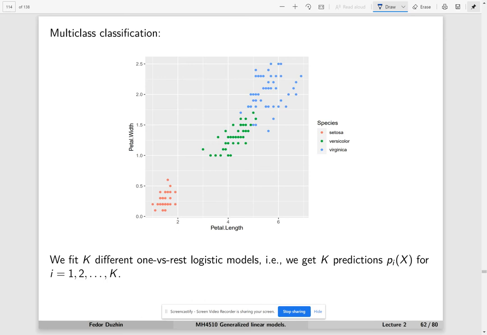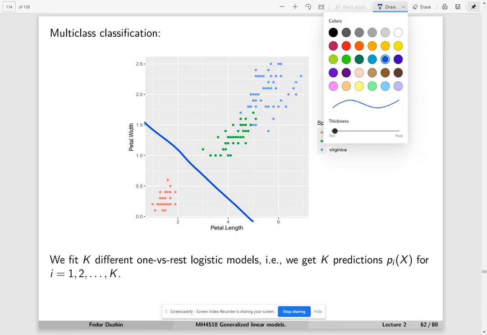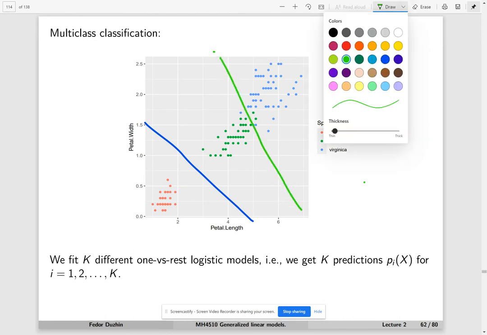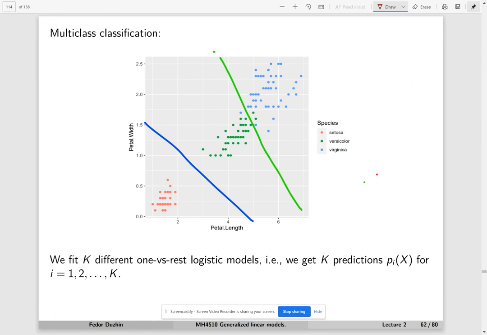So in this case, we would fit 3 logistic models. The first separates setosa from the rest. Right? So it could probably be something like this. The second model could probably be separating Virginica from the rest. It probably could be something like this. The third model would be something that separates versicolor from the rest.